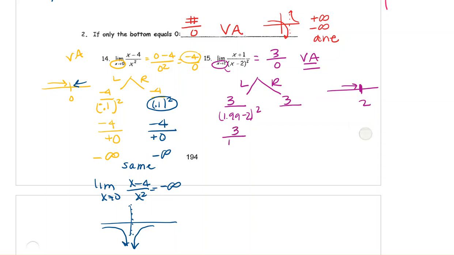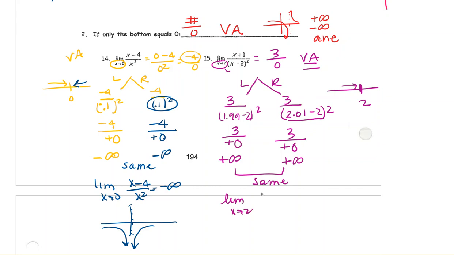So the bottom is going to come out to a positive number that's super close to 0, so this would be positive infinity. On the right side of 2, maybe it's 2.01. Okay, again, I'm not computing this, but 2.01 minus 2 is a positive number. Squared is also a positive number that's super close to 0. So this is also positive infinity, and since these are the same, the answer to the limit, so the limit as x approaches 2 of x plus 1 over x minus 2 squared is positive infinity.